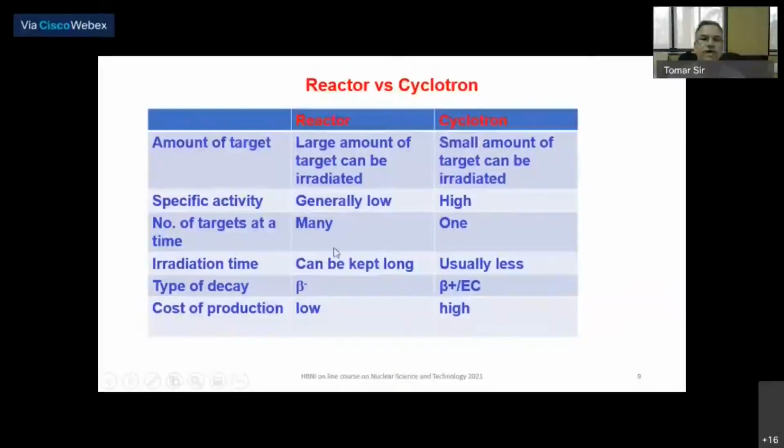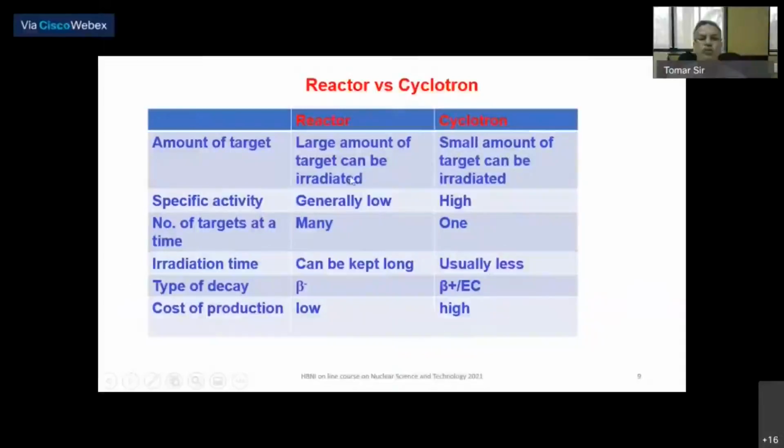Number of targets at a time: in a reactor, you can have several targets being irradiated simultaneously, because there are several irradiation positions. Whereas in a cyclotron, in one beam line, you can put only one of them at a time. Irradiation time can be kept very long. In some positions, you can keep for 1 year, for example, for cobalt production, for molybdenum 1 week, like that, depending upon the half-life, you can irradiate for different lengths of time. Whereas in a cyclotron, you cannot keep for long, because you are engaging the whole machine for that much time. So other users will not allow you to use it for a long time.